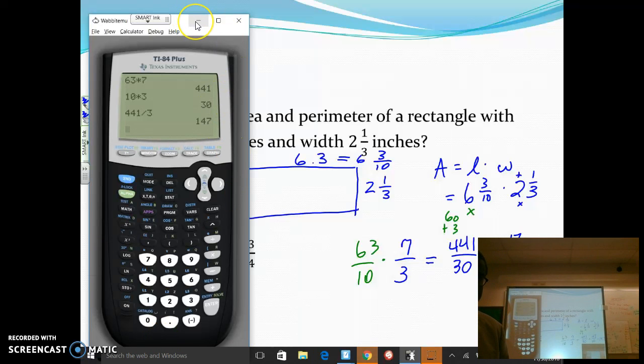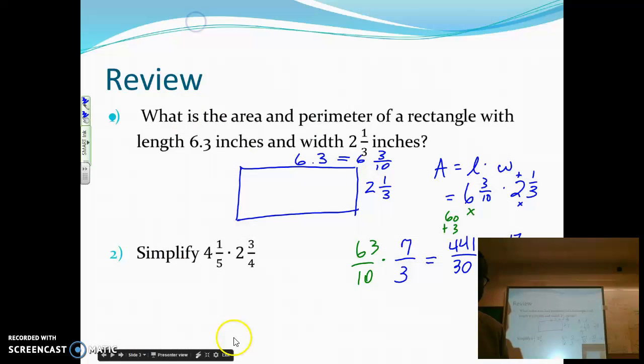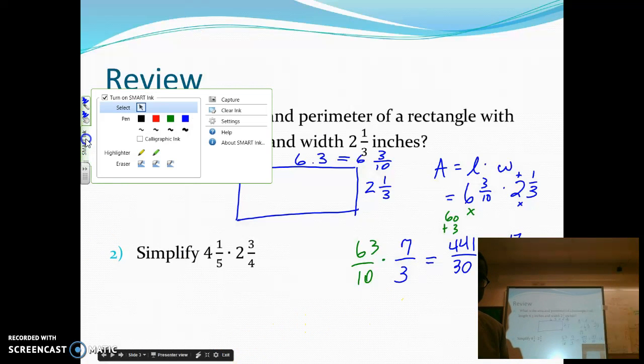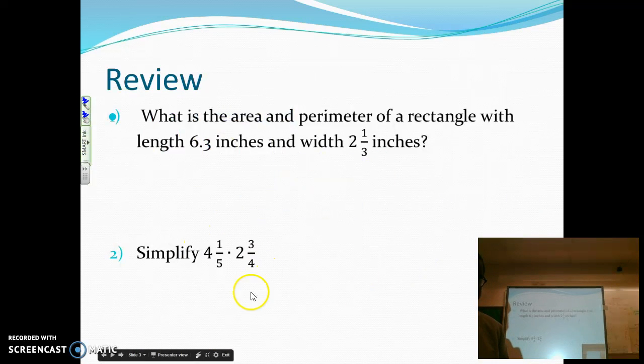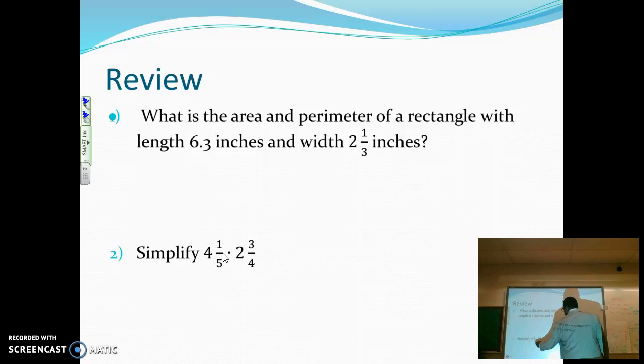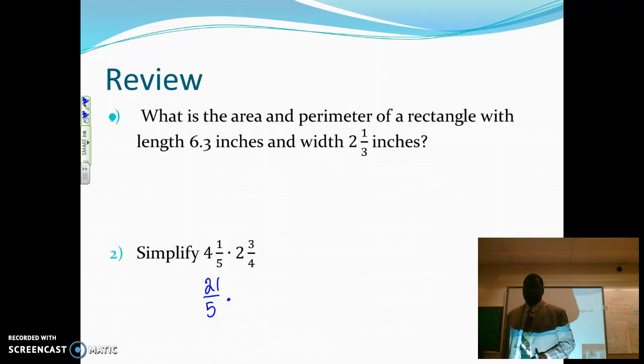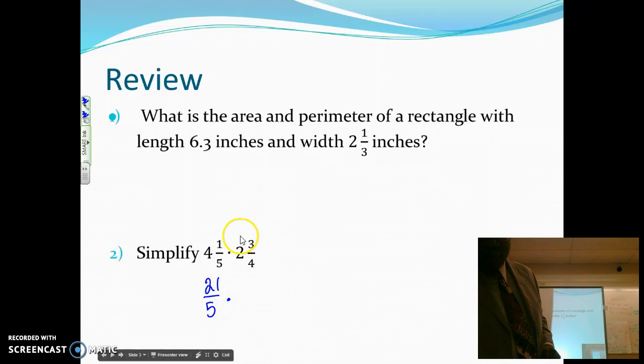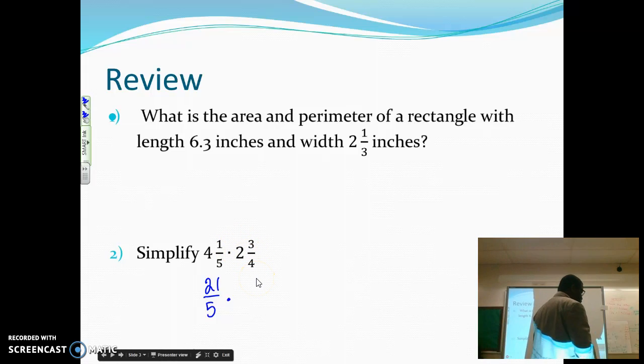Now, the same way we did number 1, we need to do number 2. In order to simplify this multiplication problem, we must first change both into improper fractions. So again, 5 times 4 gives us 20. 20 plus 1 is 21 over 5. And also, 4 times 2 is 8. 8 plus 3 gives us 11. So we have 11 over 4.